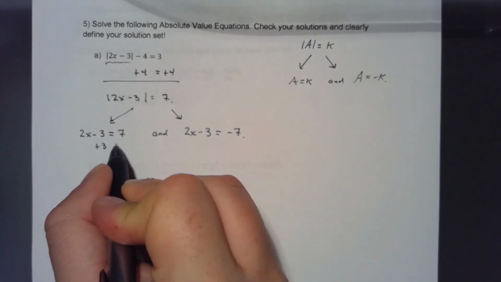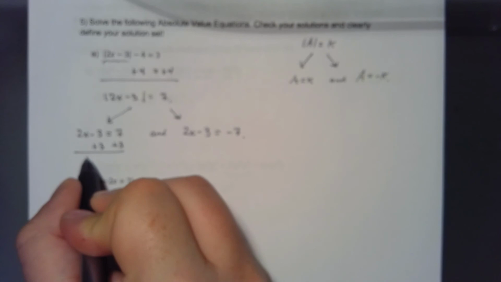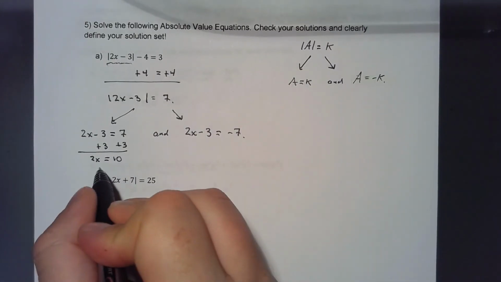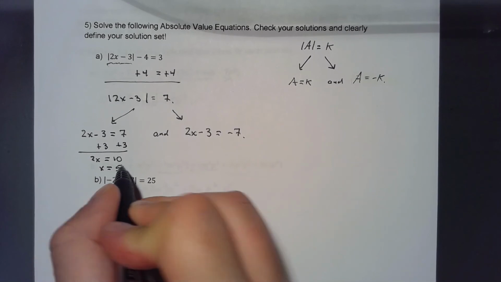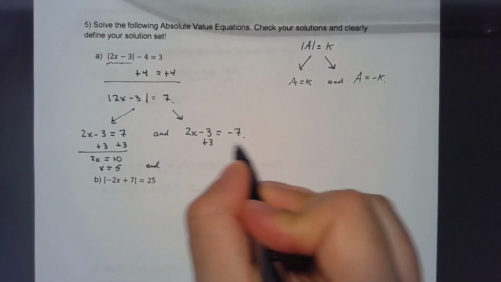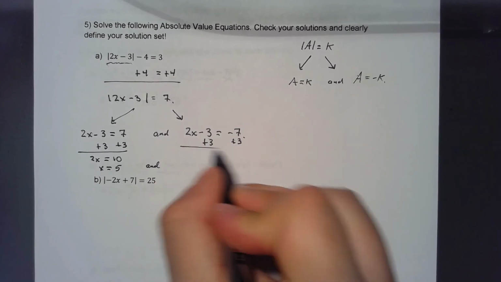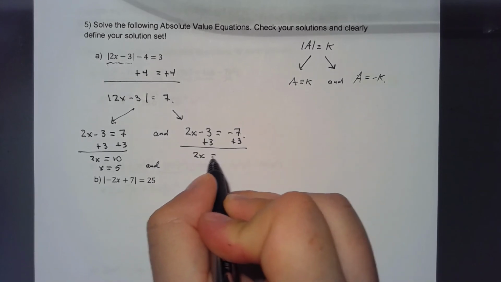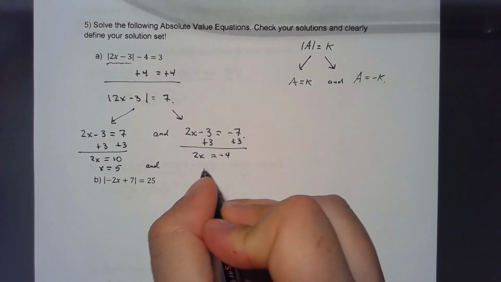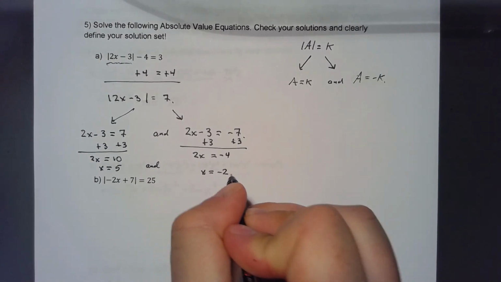So add 3. 2x equals 10. Divide both sides by 2. X equals 5. And add 3. 2x equals negative 7 plus 3, which is negative 4. Divide by 2. X equals negative 2.